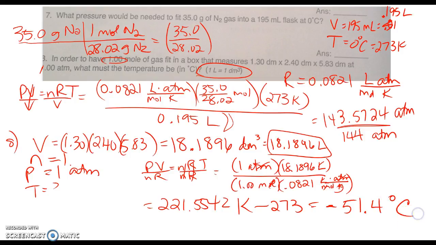51.4 degrees C. I think that seems right. Let's do one more calculation. 18 divided by 1 divided by 0.0821. Yeah, 221 K. Subtract 273 to get negative 51.4 C. All right. Now going back to this, if this is a different number of atmospheres besides 1, then just change it in this calculation.